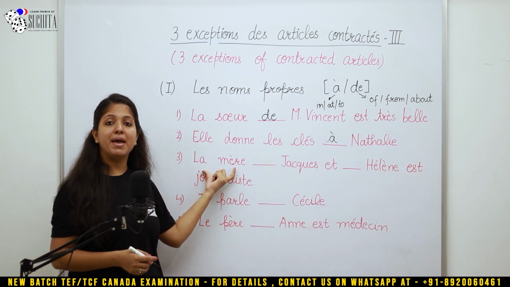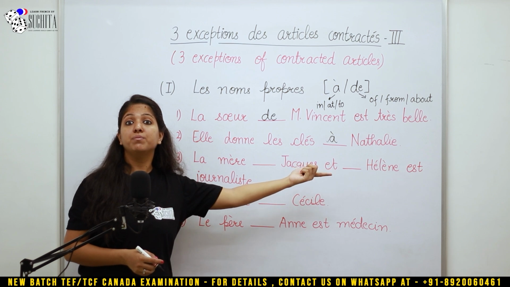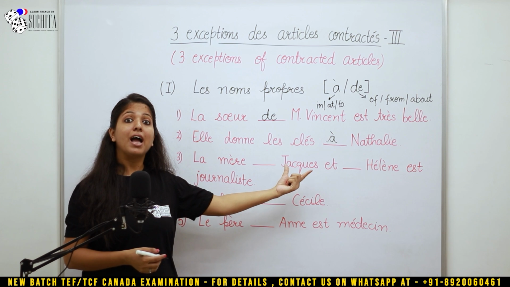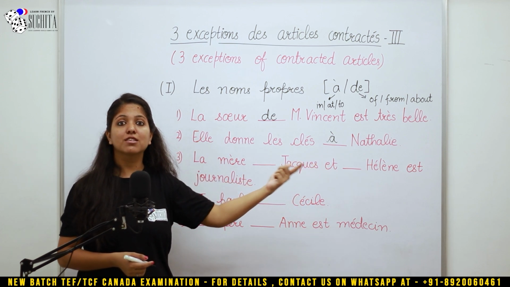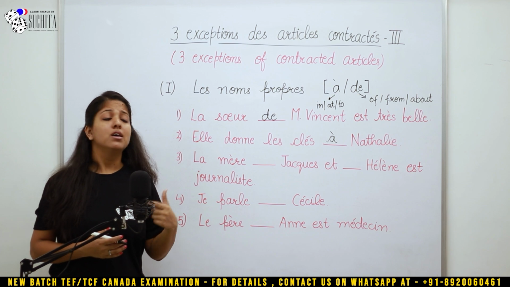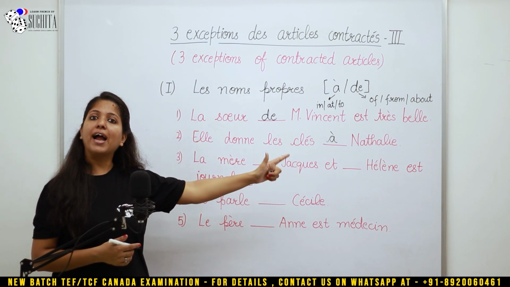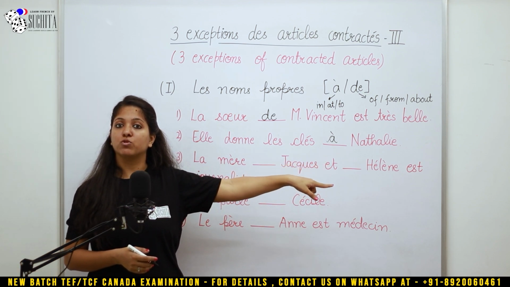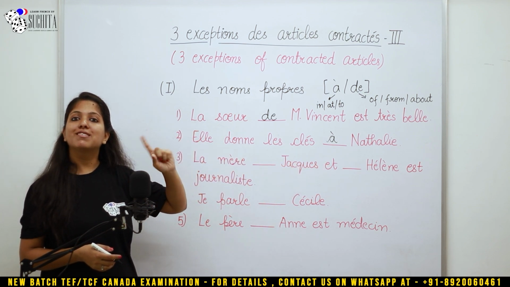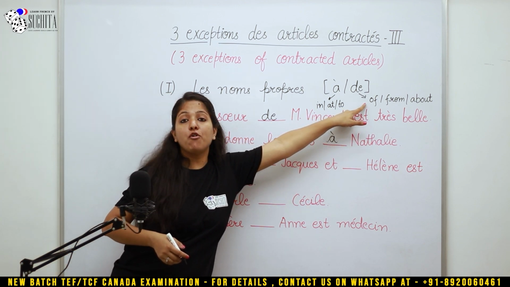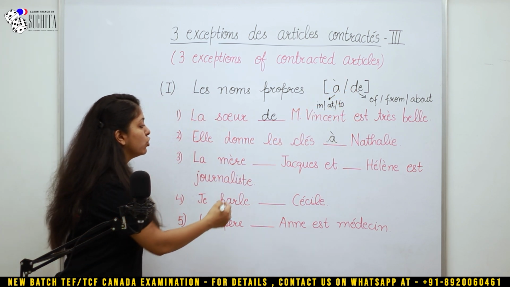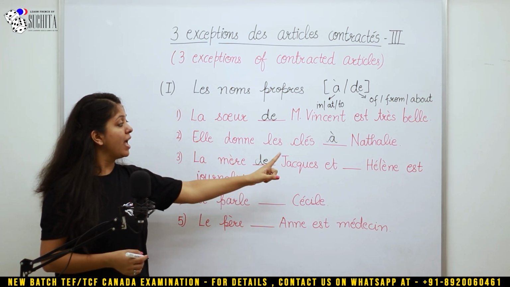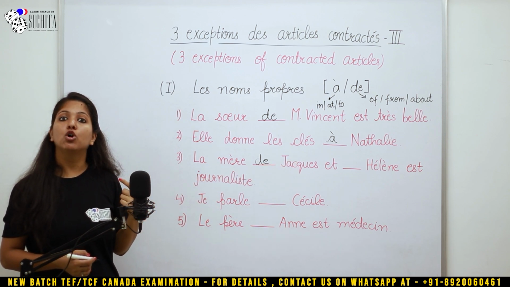Troisième exemple: La mère de Jacques et d'Hélène est journaliste. So: the mother of Jacques and of Hélène is a journalist. What will you say in English? The mother of Jack and of Hélène is a journalist. Again, Jack and Hélène are proper nouns. So for "the mother of", you will not say "of the". You will have to put de, and correspondingly you will have la. La mère de Jacques, so the mother of Jack and of Hélène. Again you will have de.